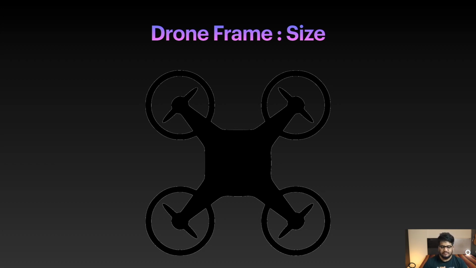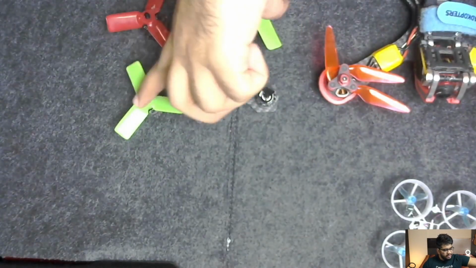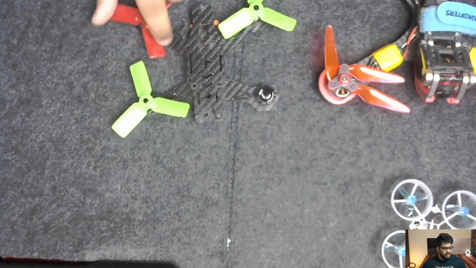So the size of a drone frame is calculated diagonally, motor to motor. You take any diagonal and calculate the distance between the centers of these two motors, and this distance is in millimeters. If you take a scale and measure the diagonal between motors in millimeters, you'll get the size of the frame. Talking about my frame, this is a diagonally 130 millimeter frame. From one motor to the other motor diagonally, it's 130 millimeters.